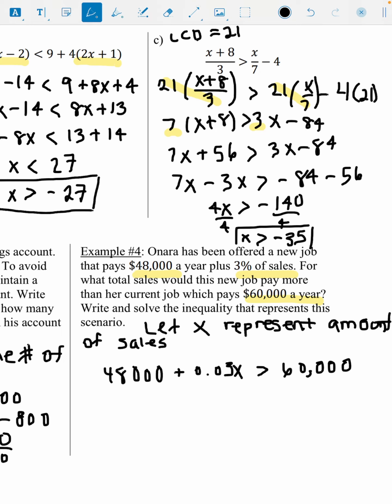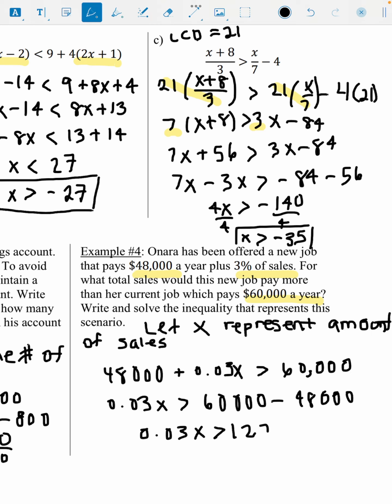So from now we can just solve the inequality. So we can write 0.03x is greater than 60,000 minus 48,000, which means that 0.03x is greater than 12,000. Just divide both sides by 0.03. Which means that we should have that x is greater than 400,000.